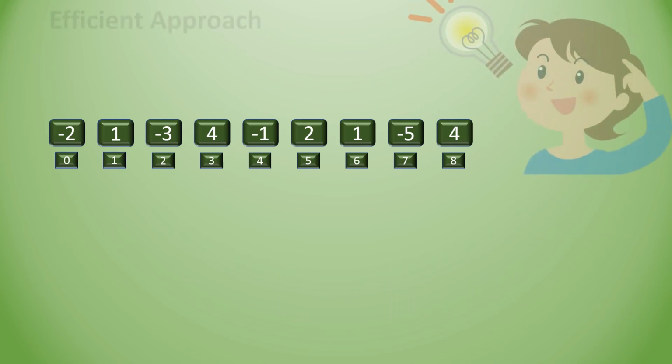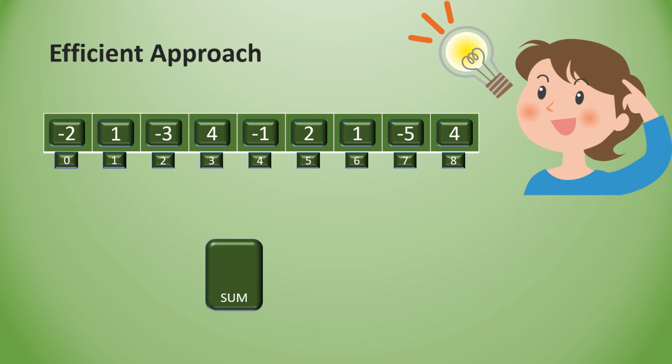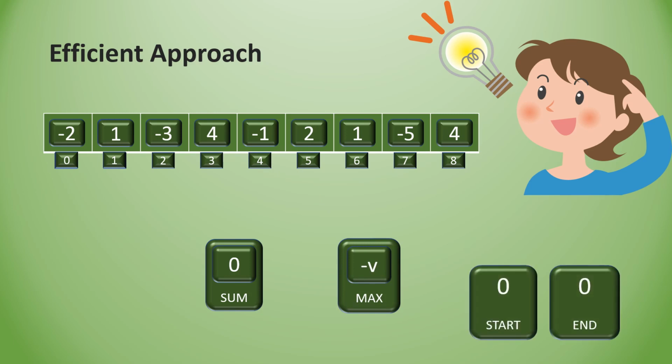Okay, now let's start with the efficient approach. This is the array, this is the sum variable. We will add every element to this. Initially it is 0. This is the max variable. This would contain the maximum sum. Initially it contains a large negative number. Start and end we already know about. Here we will take one extra variable named temp, which will contain the index from where the maximum sum subarray can start. Now let's start traversing the array from the 0th index.